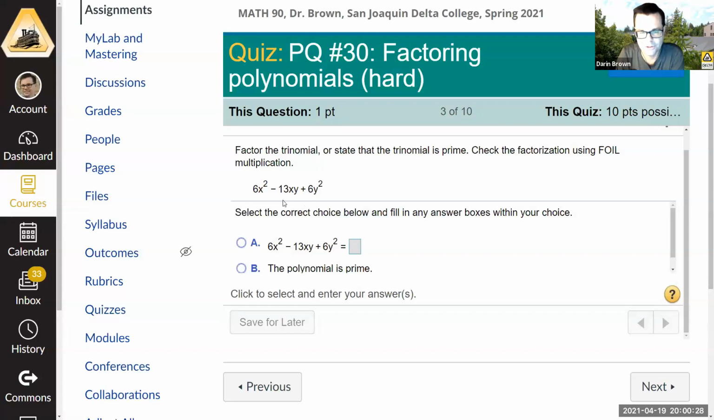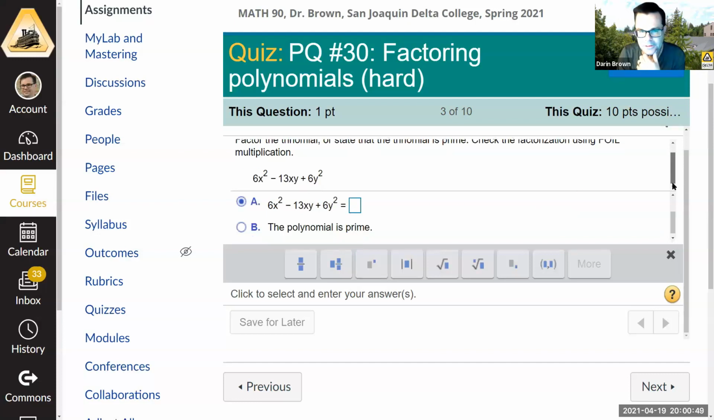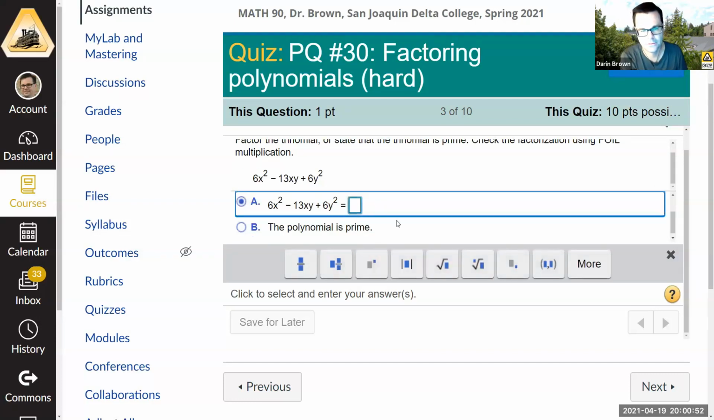Okay, this one is probably one where you want to do the AC method. Let's see here. Yeah, so go ahead and pause the video so you can do this AC method. Okay, so you should have gotten that this was, let's see. See if I can do this by guess and check. Minus 2y, minus 3y.